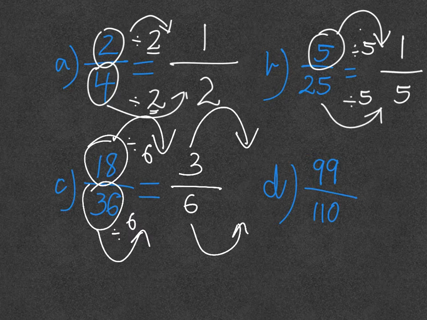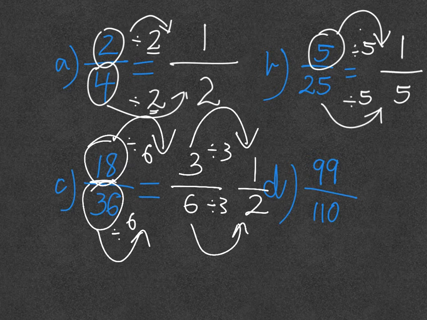Can we divide 3 by 2? No, we can't. Can we divide 3 into 3? Yes. Can we divide 6 into 3? Yes. Okay, let's try 3. 3 divided by 3 is 1. 6 divided by 3 is 2. Whoa. So now let's have a look at our original: 18/36 is the same as 1/2.